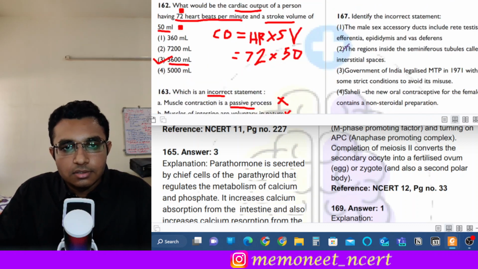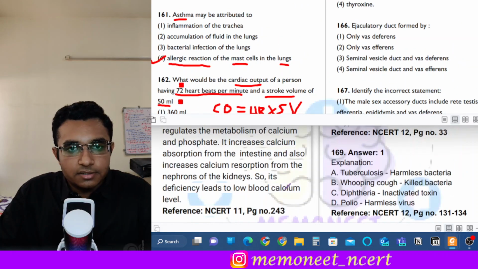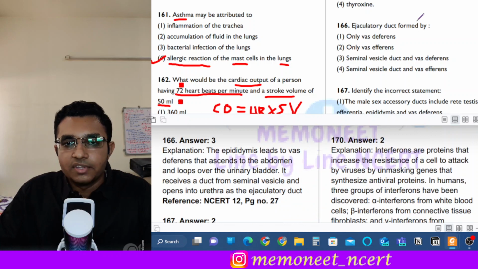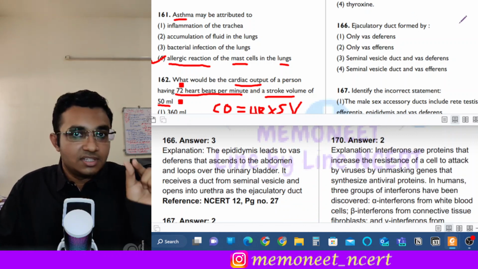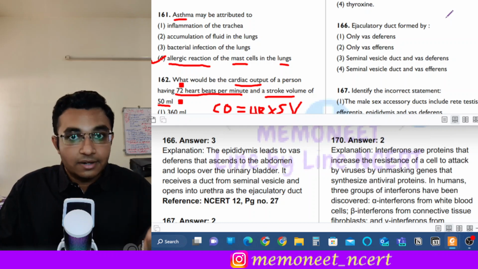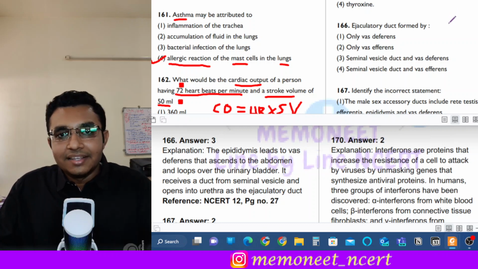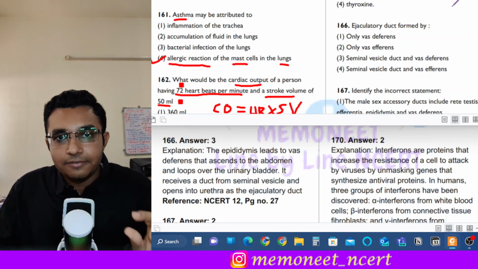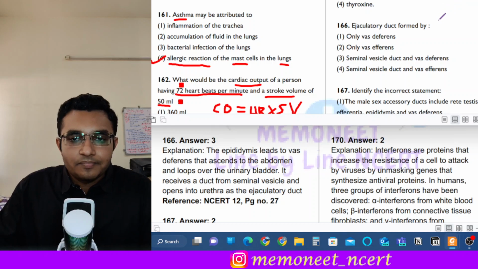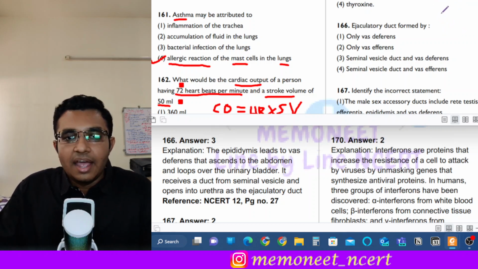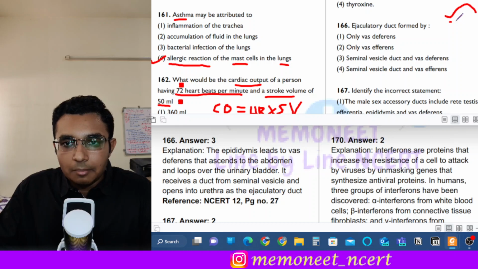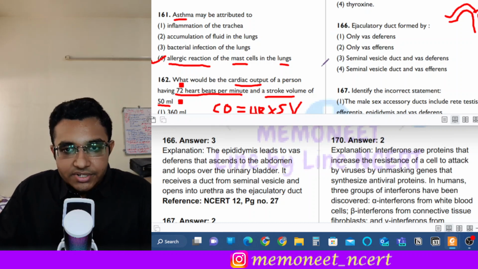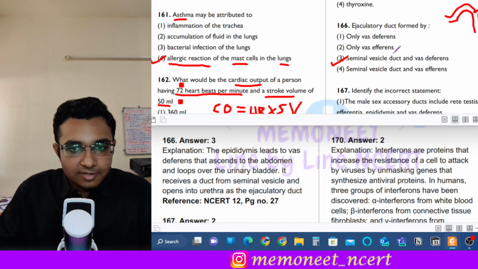The next question is question 166, that is ejaculatory duct is formed by. Now see, first of all, the sperm is formed in the seminiferous tubule. After the seminiferous tubule, there comes the rete testis. Rete testis then goes into vasa efferentia or the vas efferens. From that, there comes the vas deferens, and the vas deferens combines with the duct from the seminal vesicle. So the duct from seminal vesicle combines with the duct from vas deferens, and it forms the ejaculatory duct. So the ejaculatory duct is formed by seminal vesicle duct and the vas deferens.